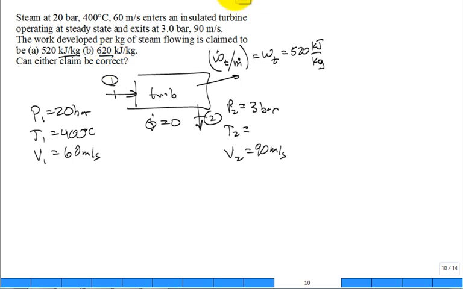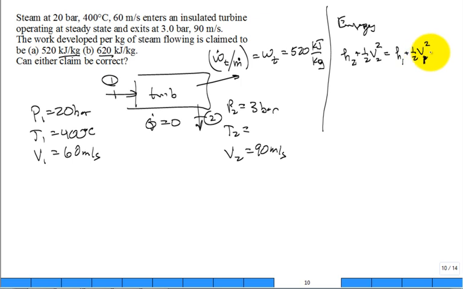Well, what you do is you say, let's go ahead and write the first law, energy balance. I'll put it over here. For the energy balance, we're going to have the exit enthalpy plus the exit kinetic energy equal to the inlet enthalpy plus the inlet kinetic energy, V1, minus the work that went out in the turbine. There's a number of ways you could write it, but it's written that way.